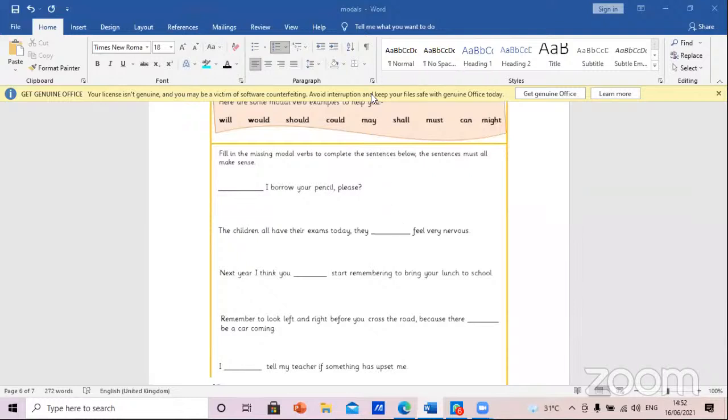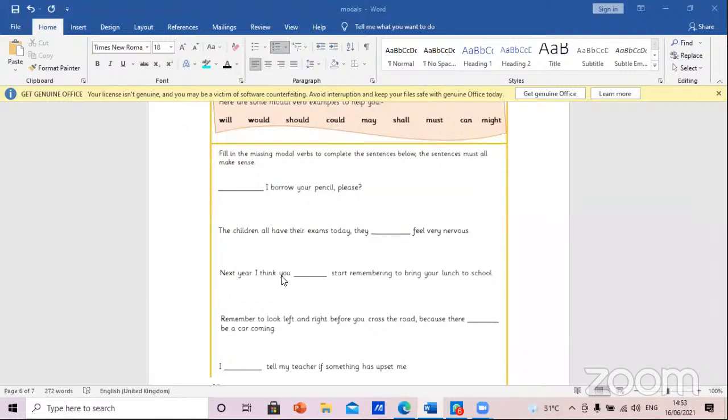Right now, listen to me carefully. Why is it may? Children all have their exams today. They may feel very nervous because we can't exactly tell that they all feel nervous. Sometimes there may be some students who feel nervous. Sometimes there can be others who don't feel it. So we just assume sometimes they will feel like this. We assume. So the most probable answer is may, right? Okay. Next one.